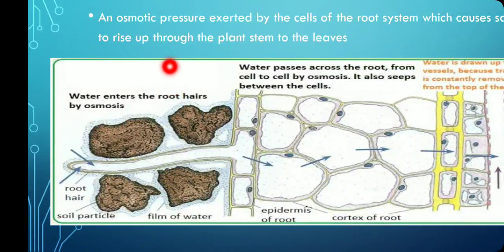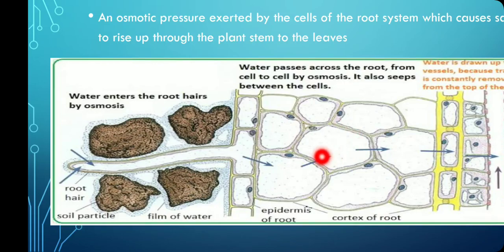According to root pressure theory, there is an osmotic pressure exerted by the cells. If you remember osmosis, water from the soil enters into the root by the process of osmosis. Now the root hair has more water as compared to nearby cells. So by crossing the semi-permeable membrane, water moves from higher concentration to lower concentration by the process of osmosis.